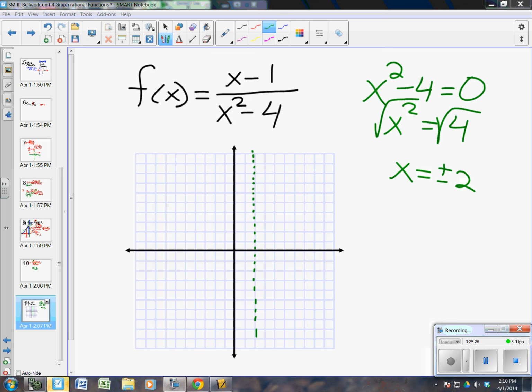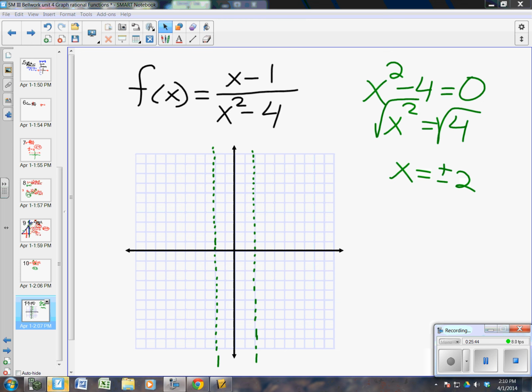Because 2 and negative 2 make it undefined, right? Okay, so the domain would be all real numbers except for 2 and negative 2. Okay, so I color in my 2 asymptotes. Go ahead and do that.